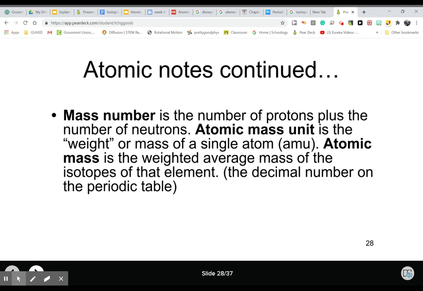So mass number. Mass number is the number of protons plus the number of neutrons. And then you're going to look at atomic mass units, and this is really going into our next lesson. But atomic mass unit is the weight or the mass of a single atom, whereas the atomic mass is the weighted average mass of isotopes. And we're going to be talking about atomic mass quite a bit in our next lesson.